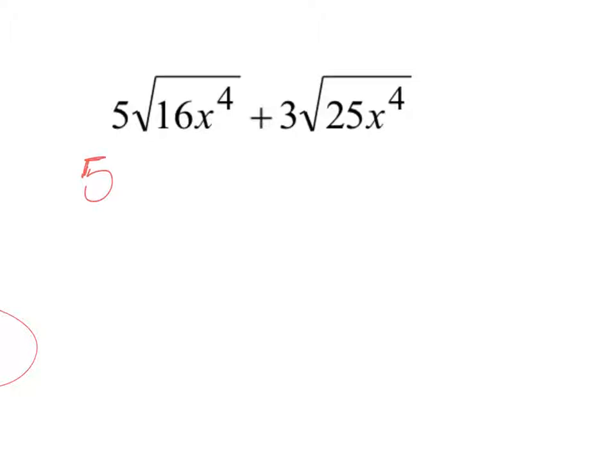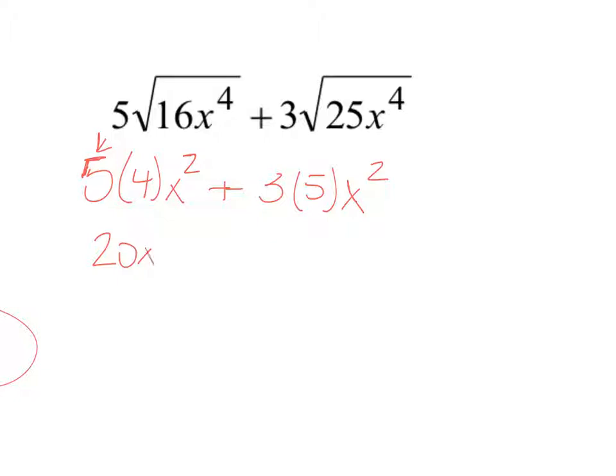I'm inside of a square root. I'm going to pull down this 5. Because I'm inside of a square root, I can take the square root of 16, which is just 4, and the square root of x to the 4th, which is x squared. I'm going to have plus 3. The square root of 25 is 5, and the square root of x to the 4th is x squared. With each term, I'm going to multiply the coefficients. So 28x squared plus 15x squared. And now I have like terms because they're both x squared. And that'll end up getting me 35x squared.